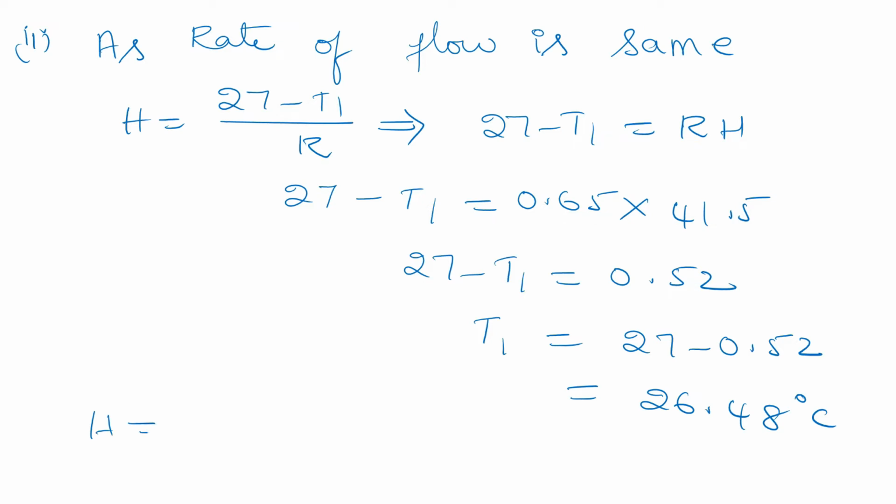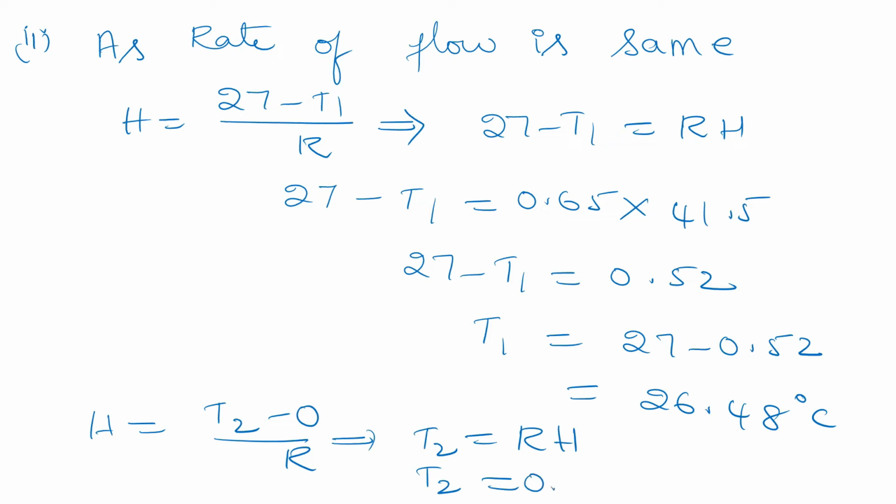So H is equal to (T2 minus 0) by R. That implies T2 is equal to R into H. So T2 is equal to 0.65 into 41.5, that is equal to, finally, 0.52 degree centigrade. Okay, next we will go to the next question.